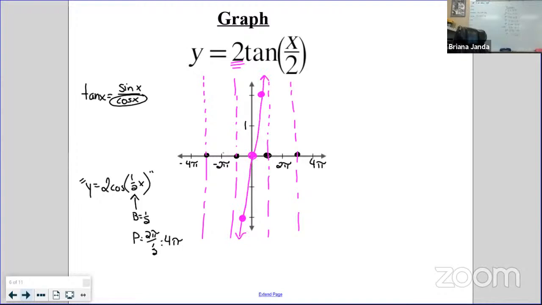Squiggle through there, repeat between all asymptotes. Exactly halfway between them on my midline, over halfway up the amplitude, left halfway down the amplitude, squiggle between my dots.